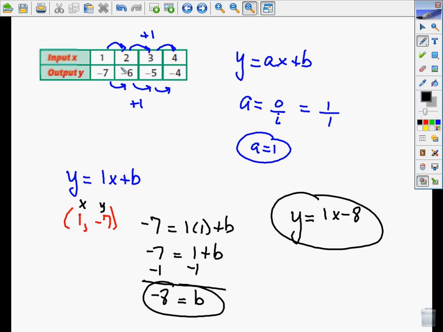And you can check it with any of these. 1 minus 8 is -7. 2 minus 8 is -6. 3 minus 8 is -5, etc. So that's how you're going to go ahead and write a function.